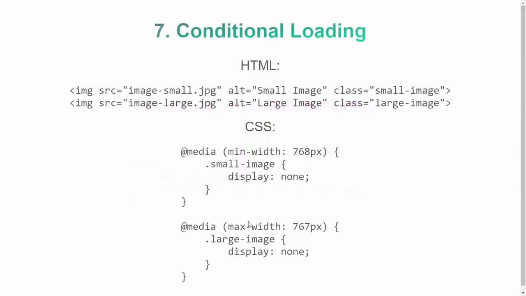Number 7. Conditional loading. In this way, if you want to show a small image on phone and a large image on laptop, it is possible by using this kind of CSS. So on the phone, the large image will be hidden by using display none, and on the large screens, the small image will be hidden using display none. Even in this, there is the use of media query to identify what screen you are using.